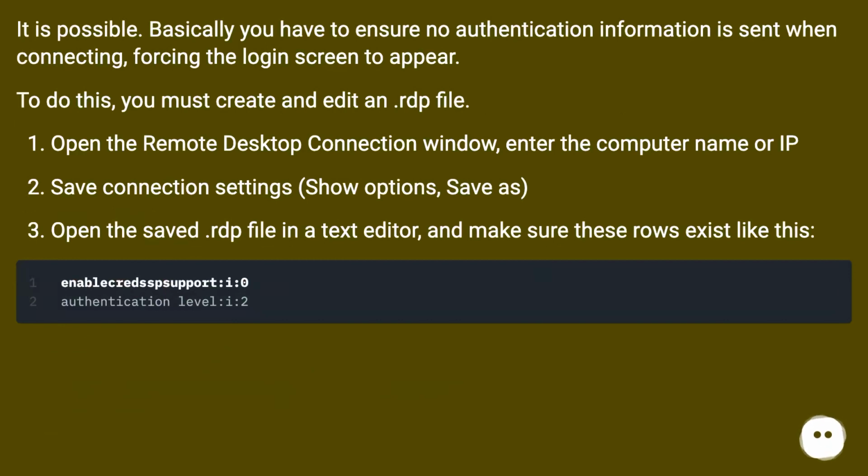It is possible. Basically, you have to ensure no authentication information is sent when connecting, forcing the login screen to appear. To do this, you must create and edit an RDP file. Open the Remote Desktop Connection window, enter the computer name or IP, save connection settings, show options, save as, open the saved RDP file in a text editor, and make sure these rows exist like this.